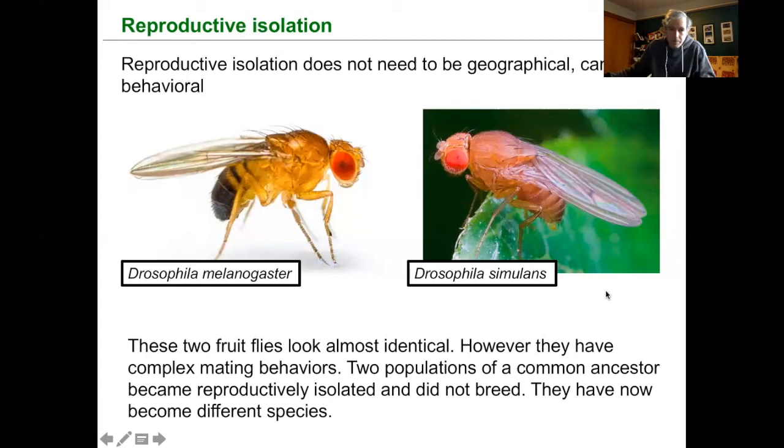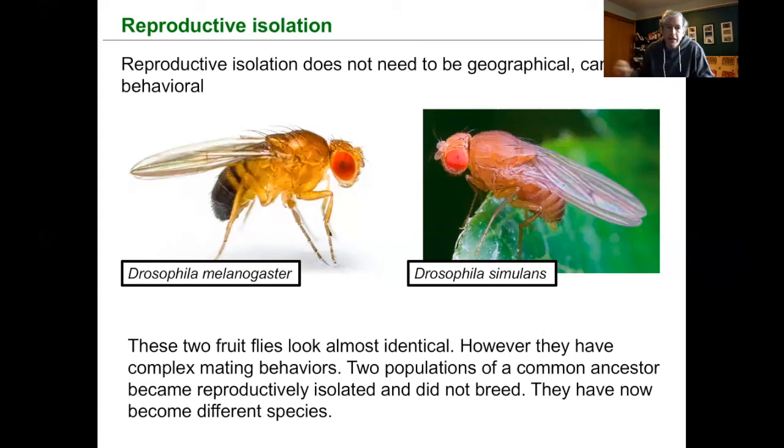This one. They look almost identical. You have to be highly trained in order to tell these apart. However, fruit flies have highly complex mating behaviors. There's dances involved, there's positions, all sorts of stuff.